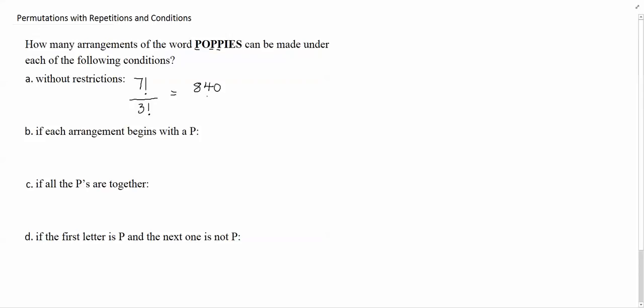Now, let's move on to part B. It asks us if each of these arrangements must begin with the letter P. So if we go back to our fundamental counting principle, how many ways can we choose a P? Well, we can only choose a P one way. So we have 1, and we're left with OPPIES. That gives us 1, 2, 3, 4, 5, 6.